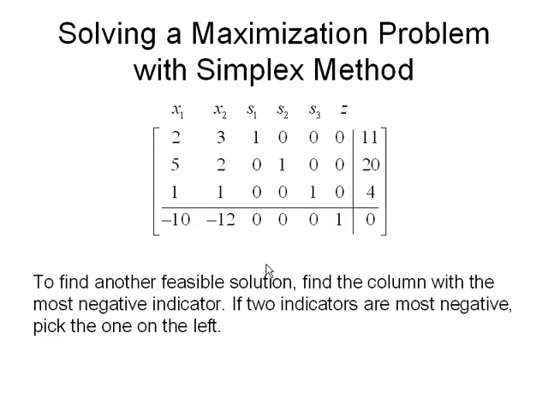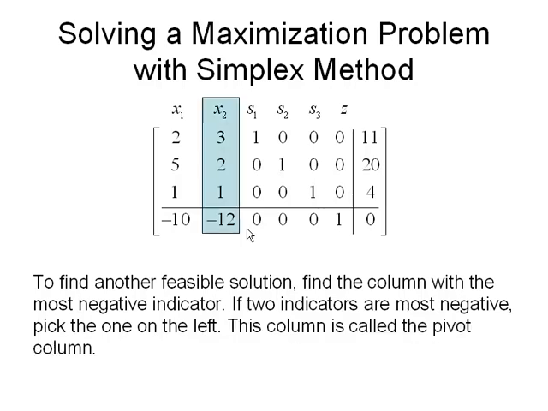So to find another feasible solution, we're going to find the column with the most negative indicator. In this case, I see a -12 there. That's the most negative number in the indicator row. If you ever run into the situation where two indicators are most negative, then we'll just go ahead and pick the one that's on the left. This column right here that I've picked out by looking at that -12 is called my pivot column. We need to put our pivot in that column.